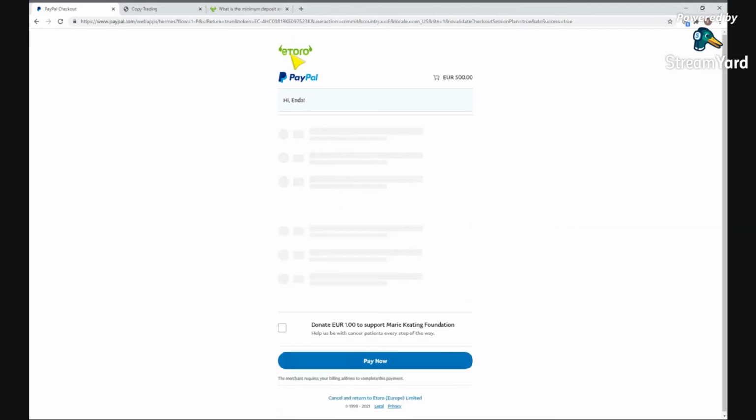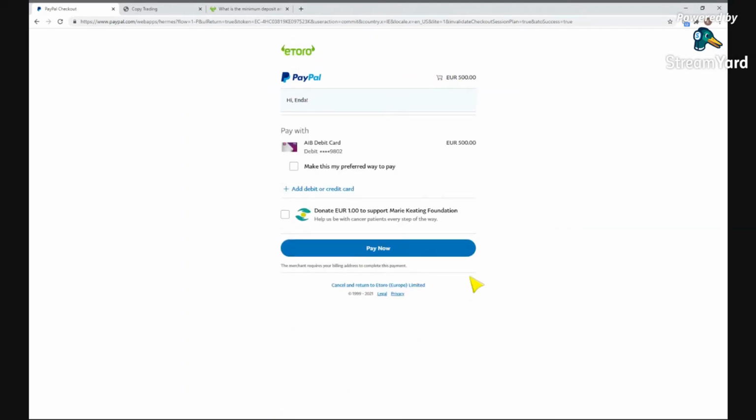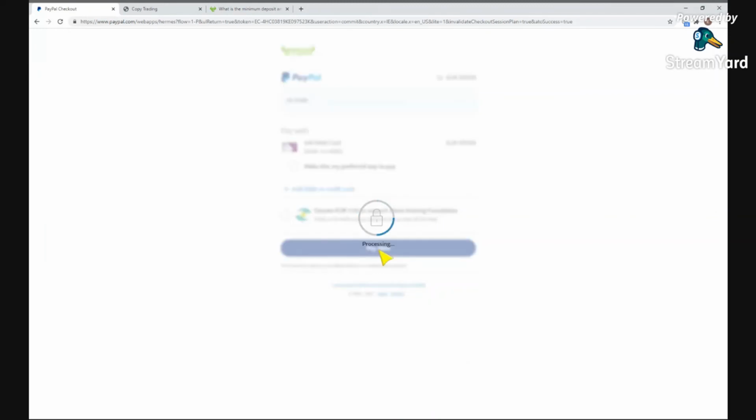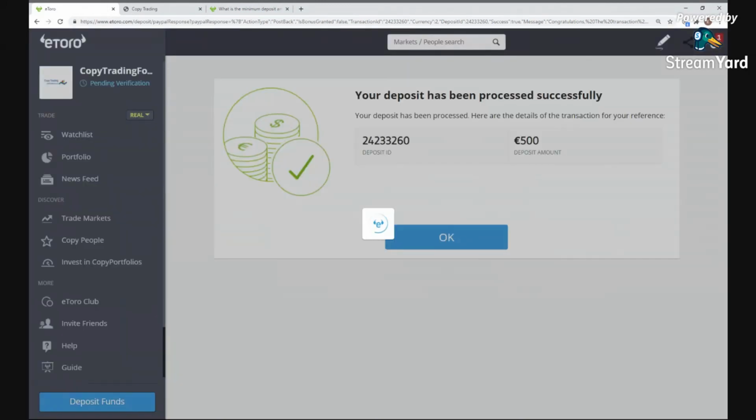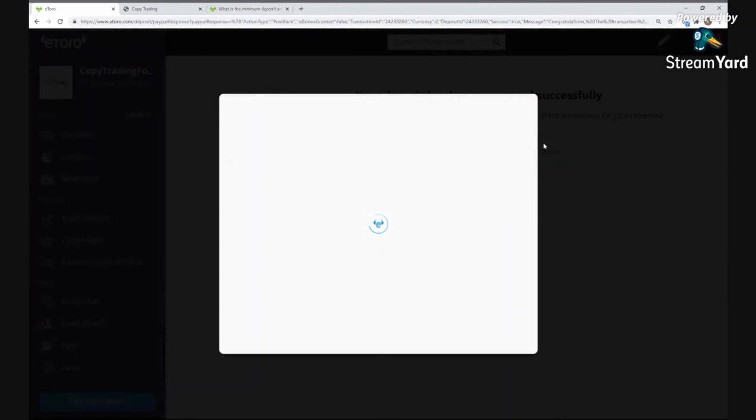There's this in eToro at the top, €500, and I pay now. That's just going through now, processing, and we are just loading up here for eToro. Perfect. It says your deposit has been processed successfully, €500. And we'll just see what happens here now with the screen.